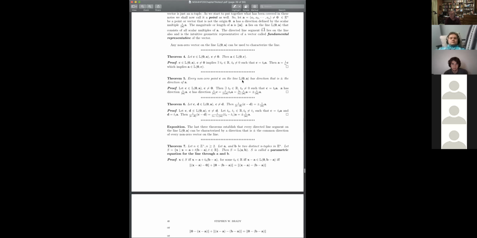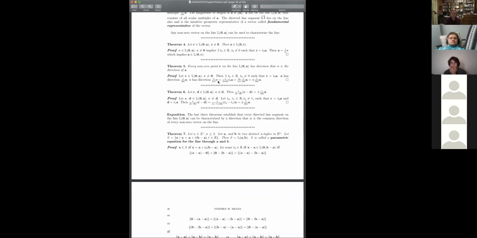What's theorem 5 say? Every non-zero point on the line has a direction which is plus or minus the direction of the point A. In other words, points on the same line have the same direction if we're going through 0. So for lines that go through 0, any 2 points on a line through 0 have the same or opposite direction. Now I'm running out of time because it's 20 after. Don't worry about the proofs as much. I want you to worry about the proofs, but less. Try to understand what we're trying to tell you here.